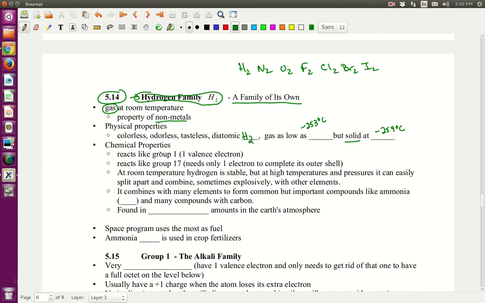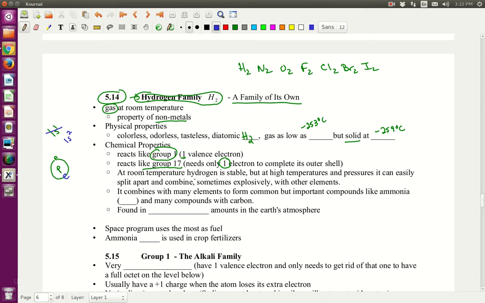It reacts like group 1 because it has that one valence electron, but it also reacts like group 17 because it only needs that one more electron. Remember again, one proton, one electron in the 1s. If I get one more electron, now it would have 2. The 1s can only hold 2, so now it would be a 1s2. It would have a complete outer shell.